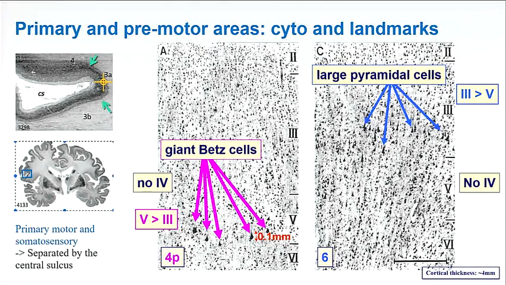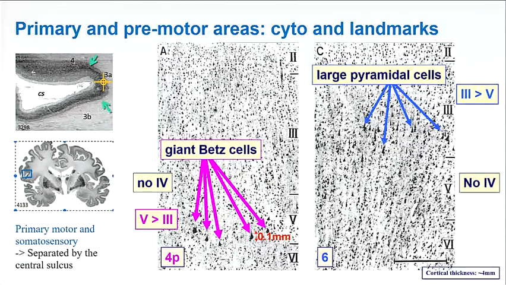They are both very broad. They both have a thickness of about 4, sometimes even 5 millimeters. So these are the thickest or the broadest cortical areas in the brain. The border between those two areas is not identified by any sulci. So the precentral sulcus is not a landmark indicating where the border between premotor and motor cortex is.